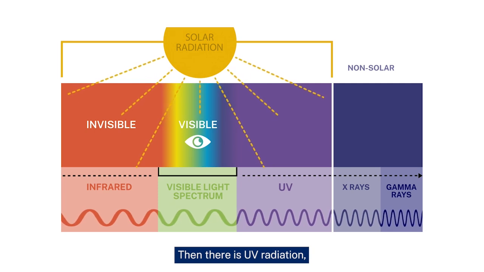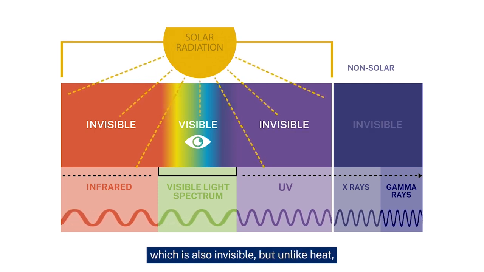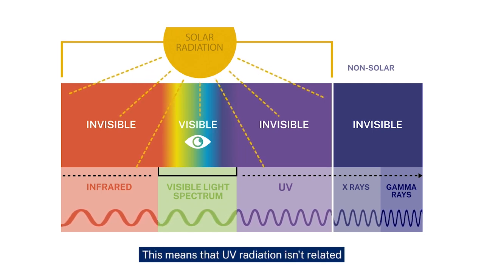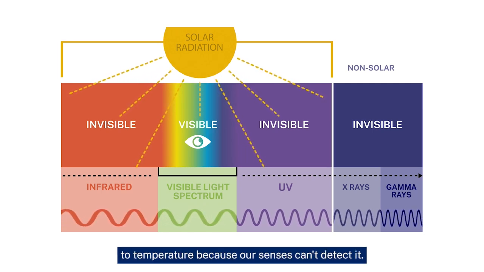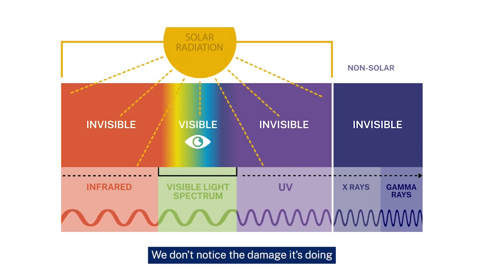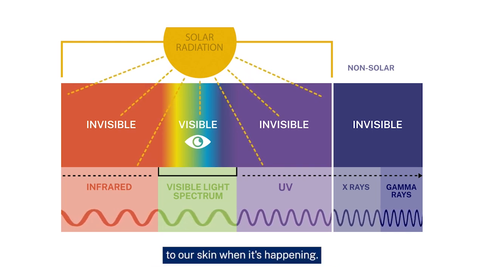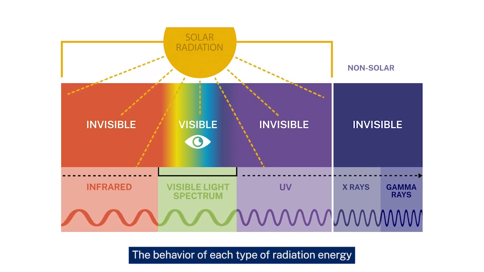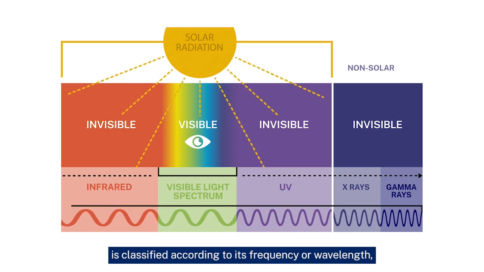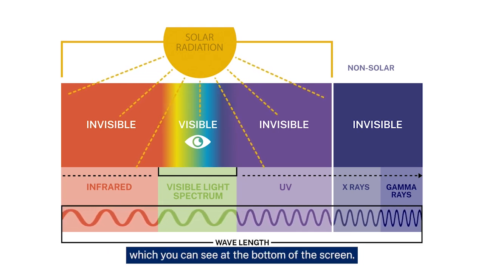Then there is UV radiation, which is also invisible, but unlike heat, we can't feel UV's effect. This means that UV radiation isn't related to temperature because our senses can't detect it. We don't notice the damage it's doing to our skin when it's happening. The behaviour of each type of radiation energy is classified according to its frequency or wavelength, which you can see at the bottom of the screen.